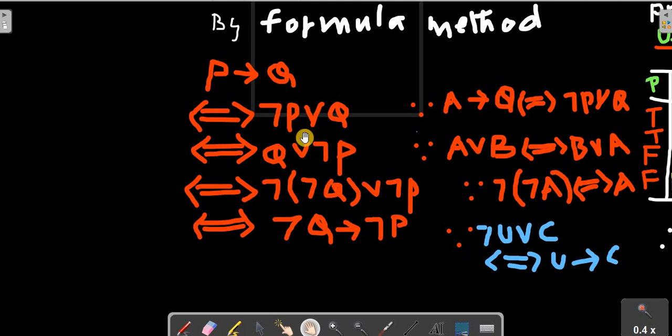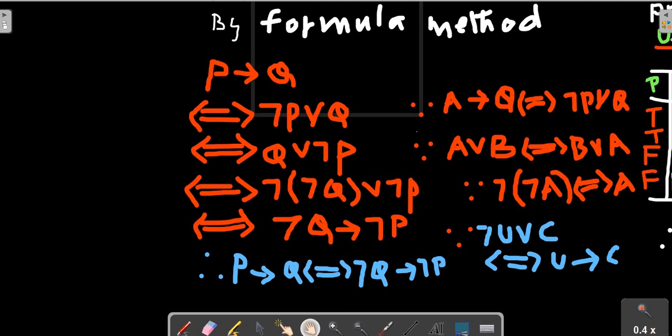Okay, so what we understand is that P implies Q is exactly equivalent to negation P or Q. Therefore P implies Q is exactly equivalent to negation Q implies negation P. So by the equivalence formula method it is possible to prove this particular result, that is P implies Q is exactly equivalent to negation Q implies negation P.